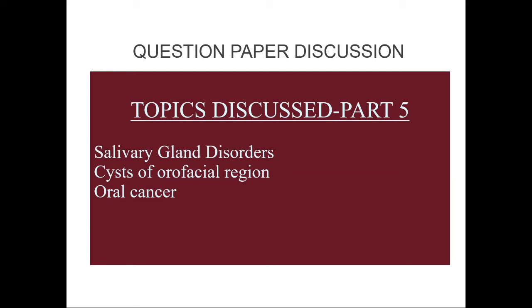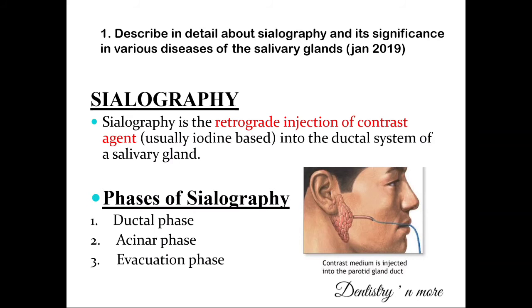Now we'll be continuing with the question paper discussion in oral medicine and radiology. The topics that will be discussed this time are salivary gland disorders, cysts of the orofacial region, and oral cancer. The first question that can be asked under this topic is: describe in detail sialography and its significance in various diseases of the salivary glands.